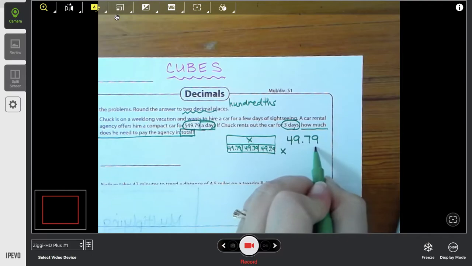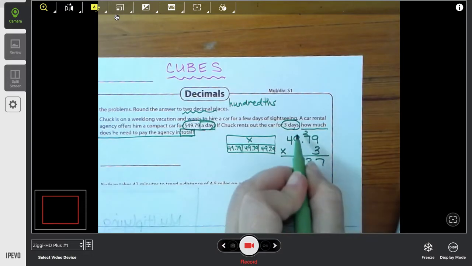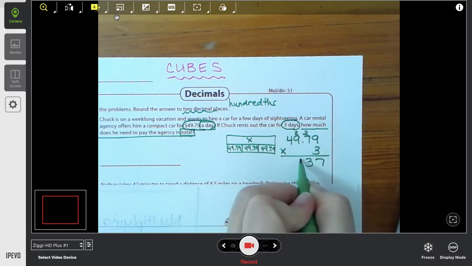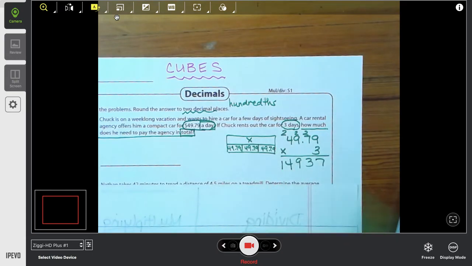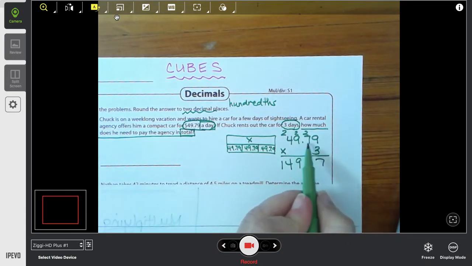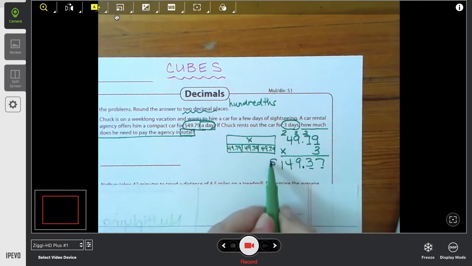$49.79 times 3. 3 times 9 is 27. 21 plus 2 is 23. 27, 28, 29. 12, 13, 14. I have to count how many spots are behind the decimal. 1, 2. 1, 2 spots behind the decimal in the answer.